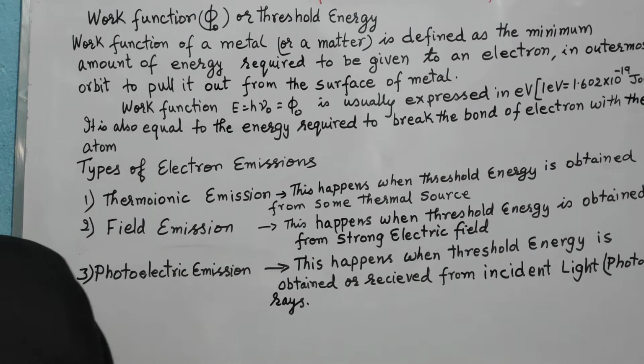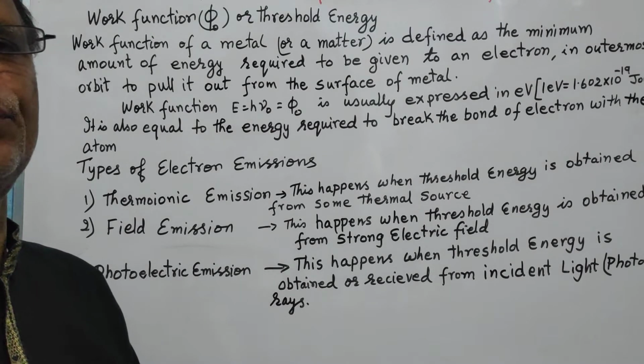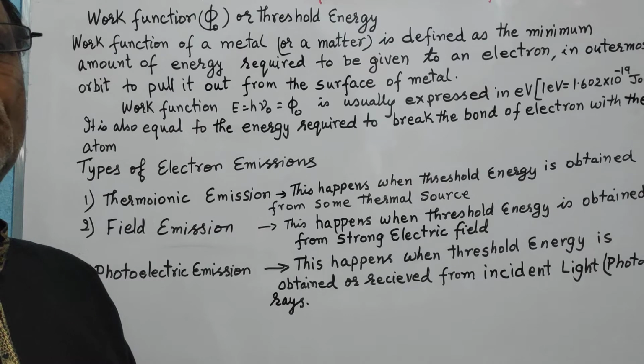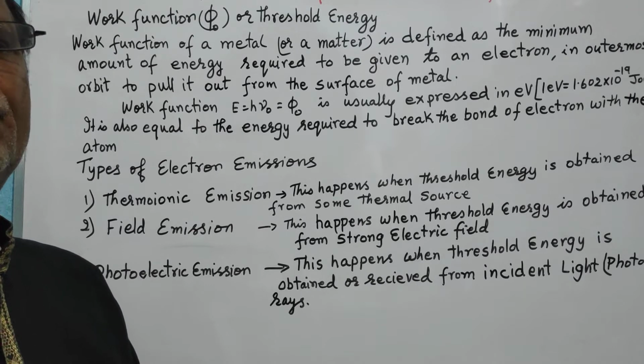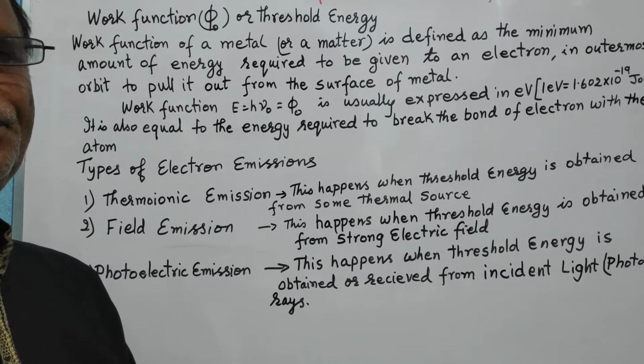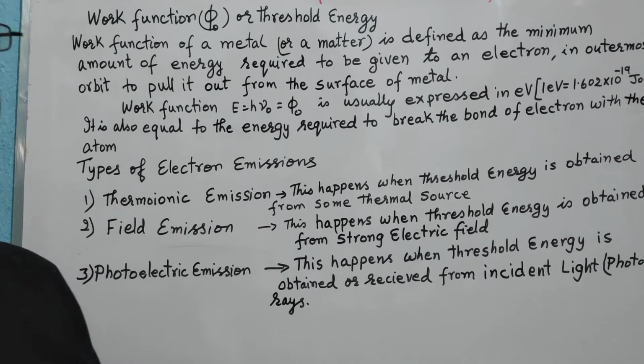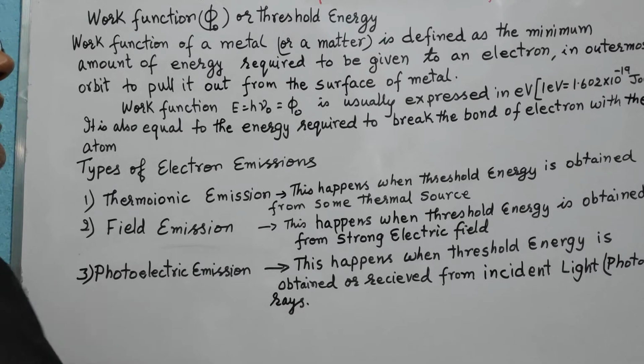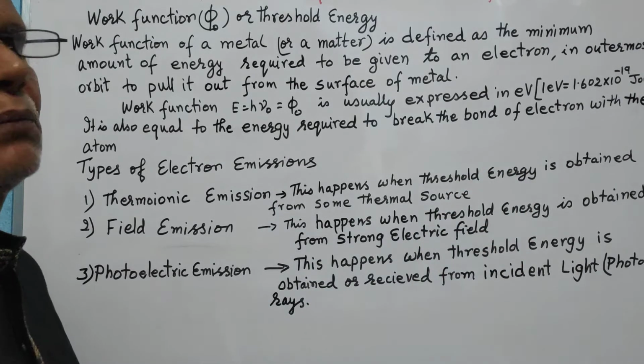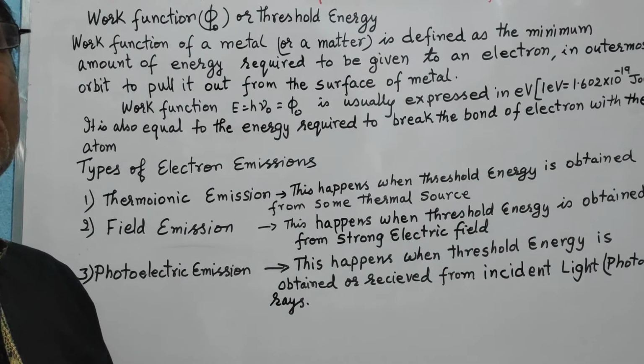The work function for metals is low, and therefore in most cases we use metals for emission of electrons. Work function is expressed by phi 0 and in terms of electron volt, a unit of work or energy, where 1 electron volt is equal to 1.602 into 10 to the power minus 19 joule.